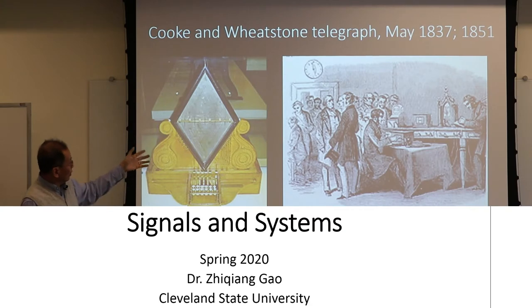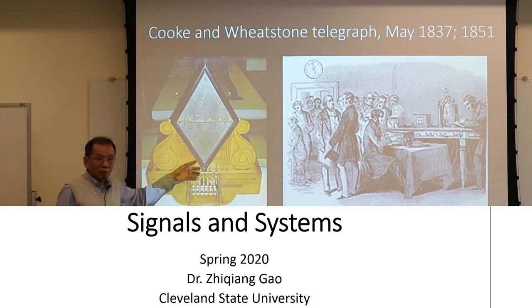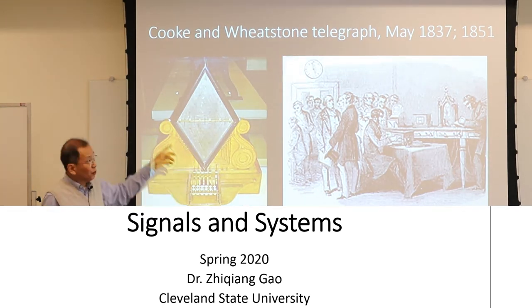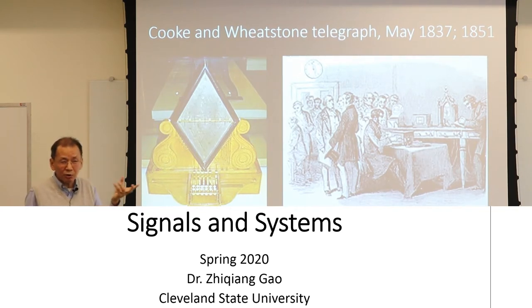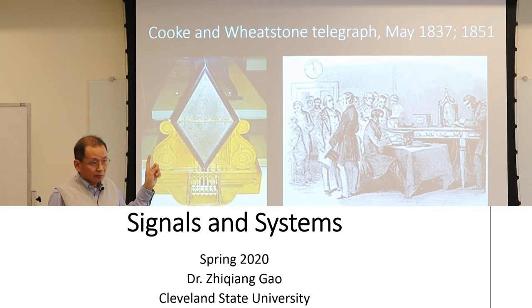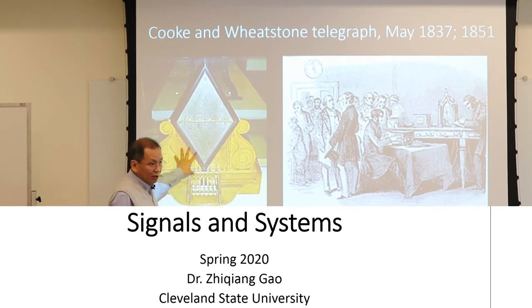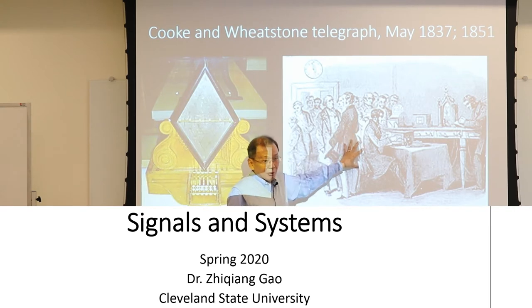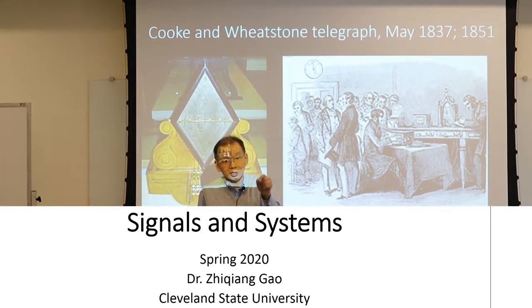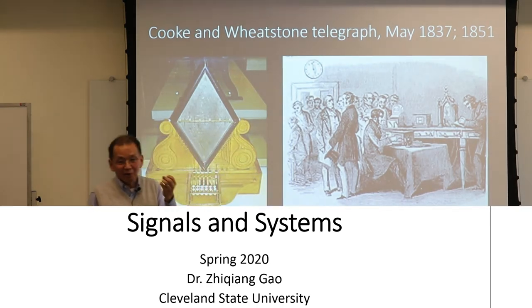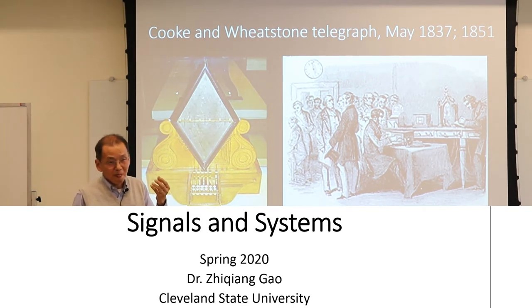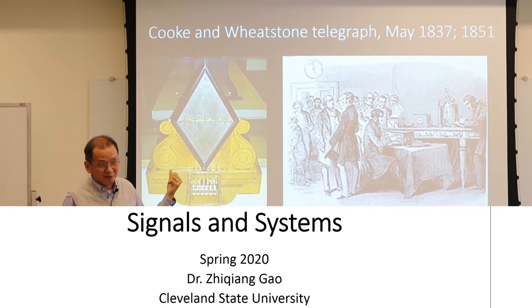In 1837, we have the five-needle telegraph invented by Cook and Wheatstone. You've heard the name Wheatstone, right? Wheatstone Bridge, that's the guy. He was not fooling around. He invented the five-needle telegraph, and in 1851 they were able to communicate between Paris and London. That's how quickly the discovery turned into a technology. People were not idling. This is in the middle of the Industrial Revolution, remember. That's the mindset. This is when the engineering program was being initiated, first in France.